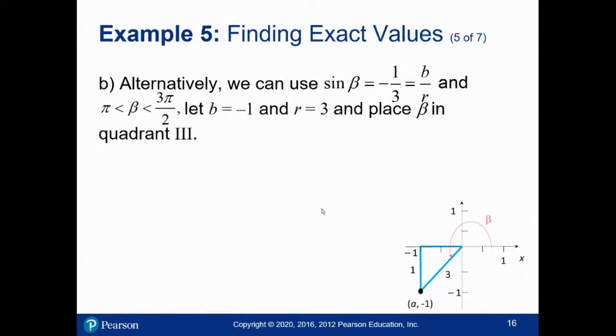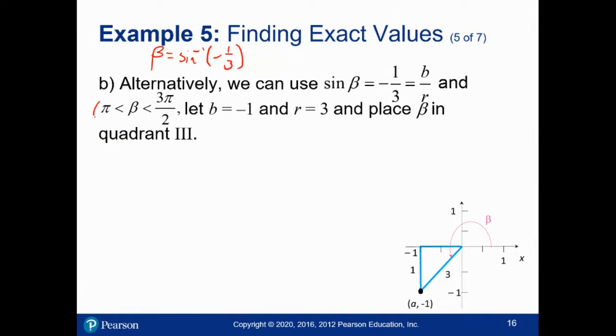I just want to skip to part B. For part B, you're not going to be able to use any known angles because we don't know any angles whose sine is negative 1/3. What if you just said beta is the arcsine of negative 1/3? What's wrong with this? There is something wrong with it.